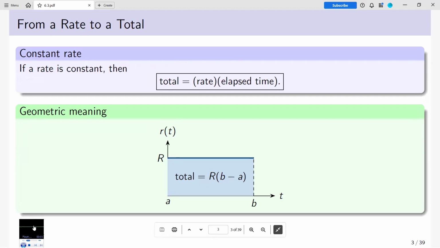For a constant rate, the accumulated quantity is the area of a rectangle, height times width. This is comforting because rectangles remain one of the few things in calculus that behave exactly as advertised.